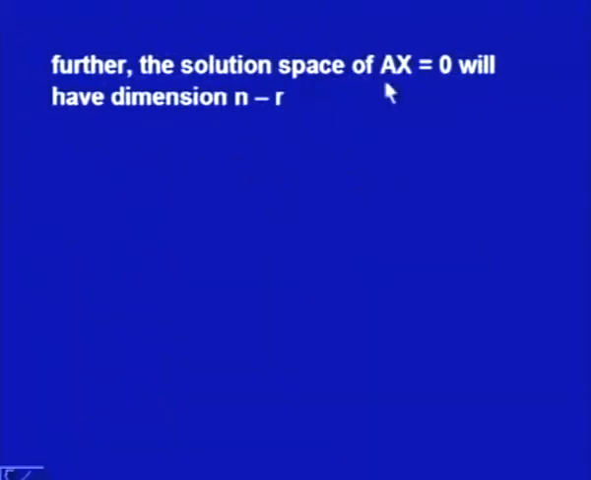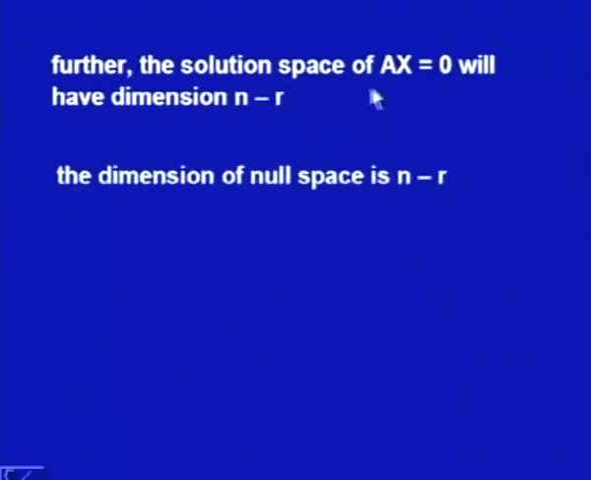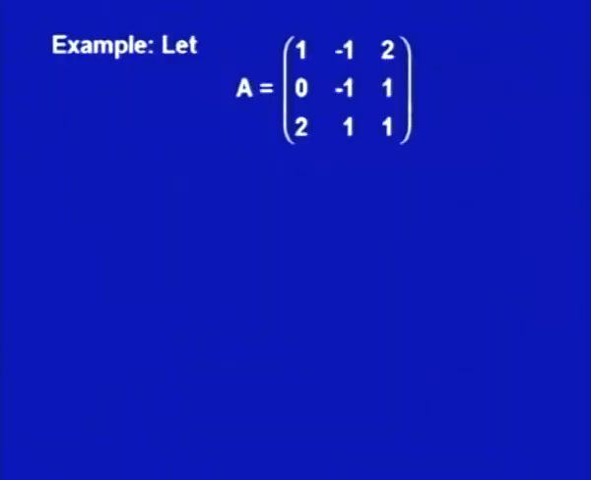Then we say that the solution space of Ax equal to 0 will have dimension n minus R, because the vectors will be represented in terms of these n minus R vectors. So, the dimension of the null space is n minus R, and then rank A plus nullity A is equal to n. Rank A is R, nullity A is n minus R. So, this is equal to n. So, we have defined the rank of a matrix A, the nullity of A, and then we have established that rank A plus nullity A is equal to n.